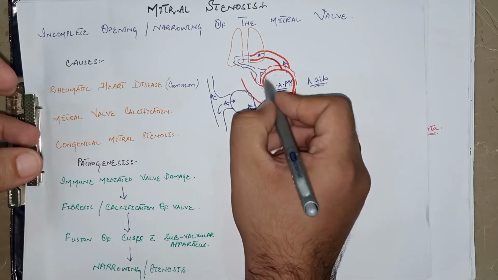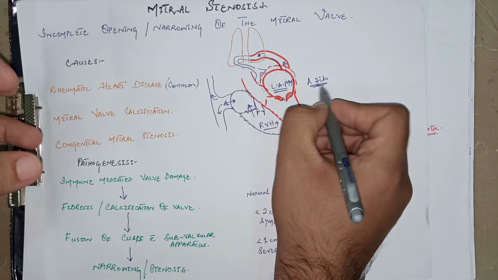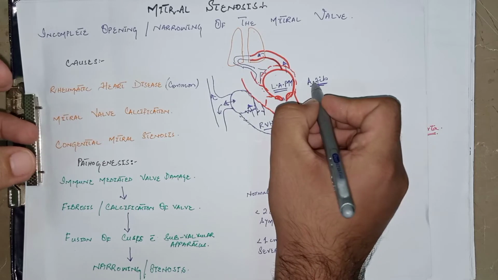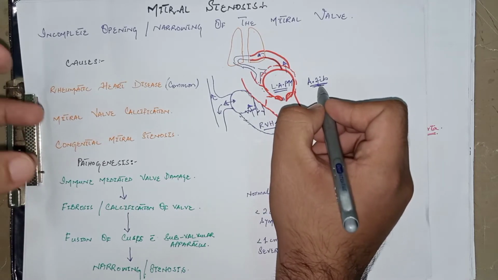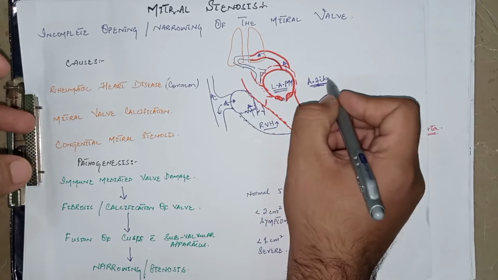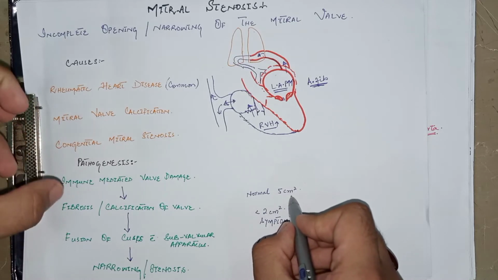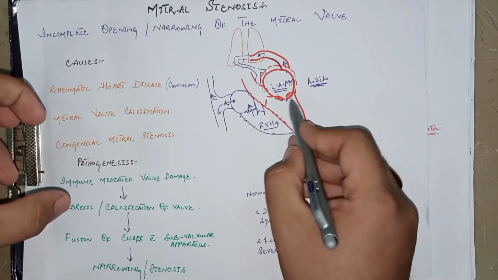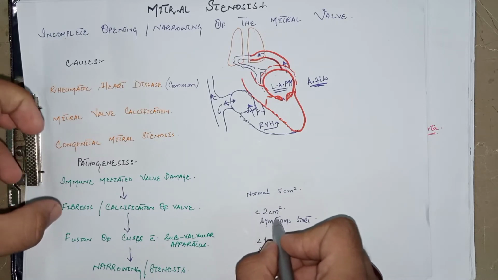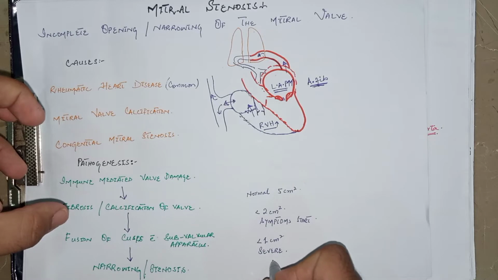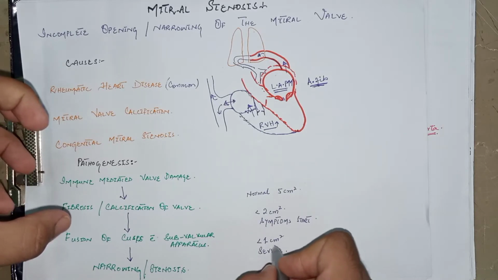And because of very high pressure and dilation of the left atrium, atrial fibrillation occurs in these patients. And due to this atrial fibrillation, the patient has a very high risk of thromboembolism. The normal area of the mitral valve opening is 5 centimeter square, and patients become symptomatic when this area is below 2 centimeter square, and the severe symptoms appear when it reduces below 1 centimeter square.